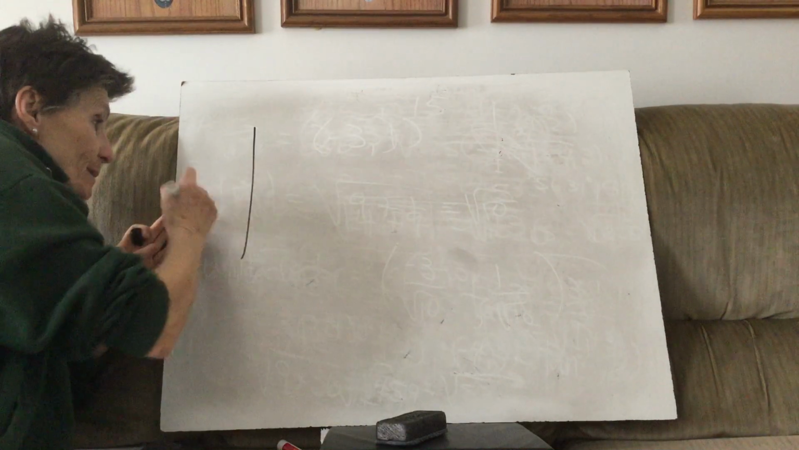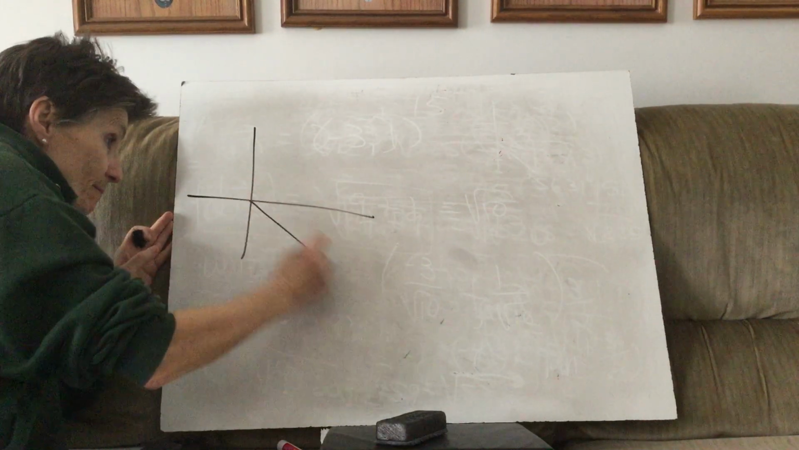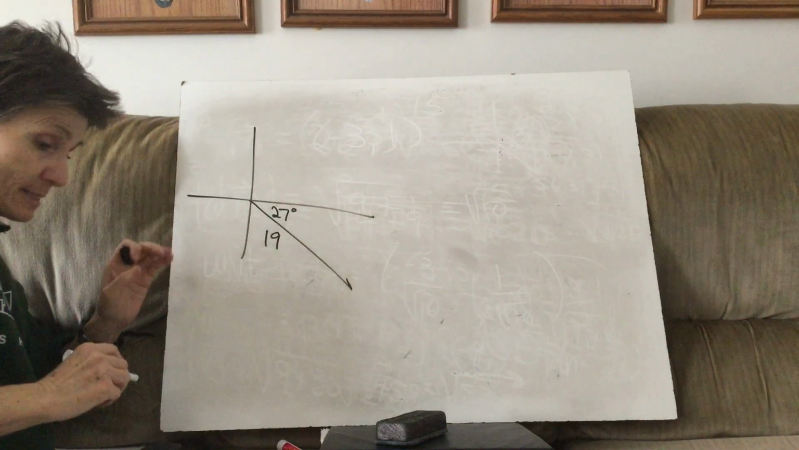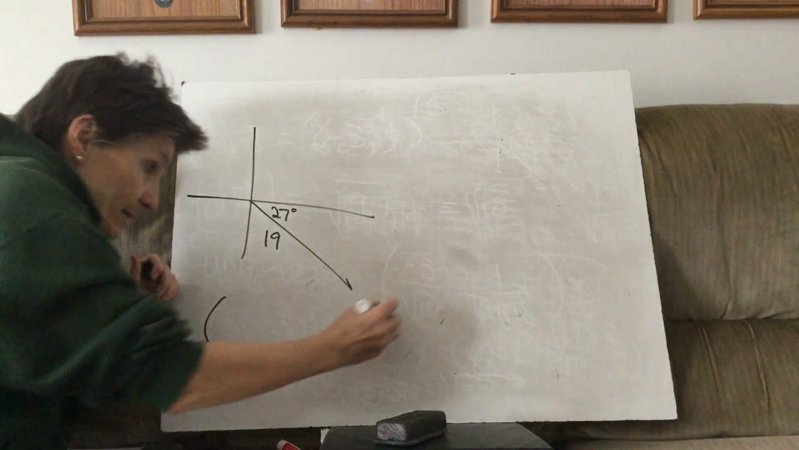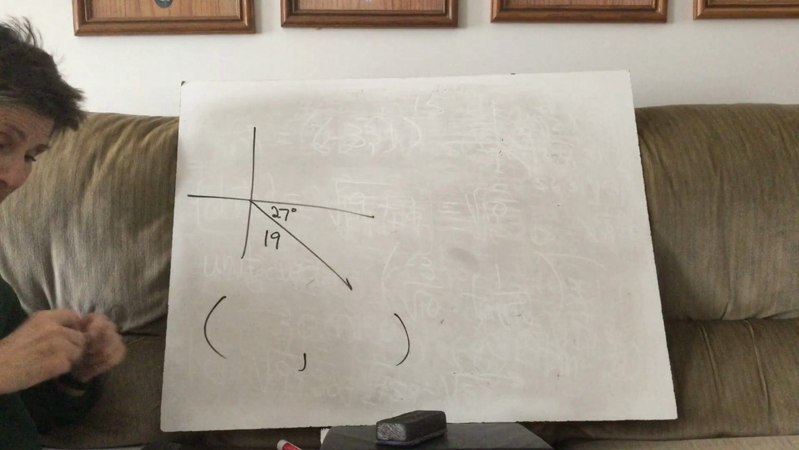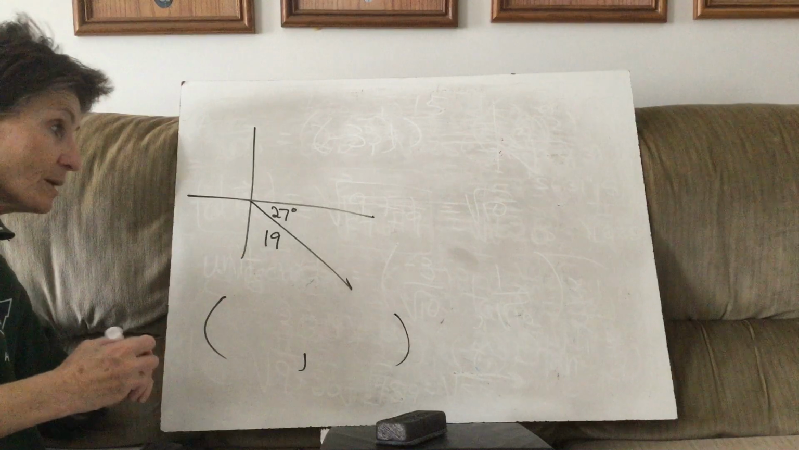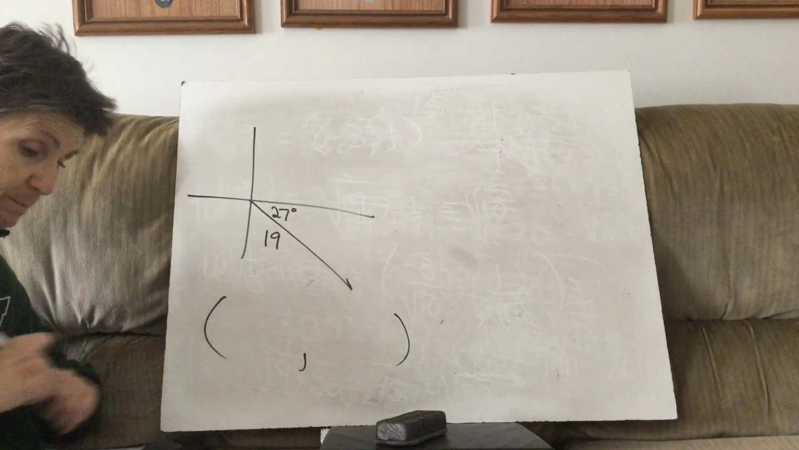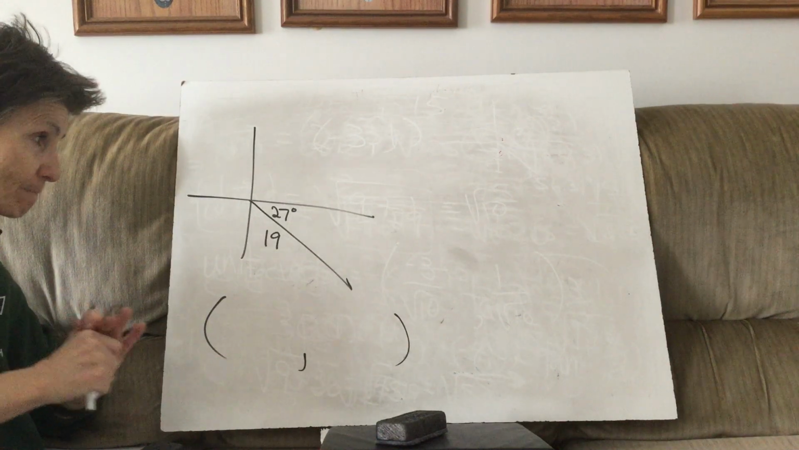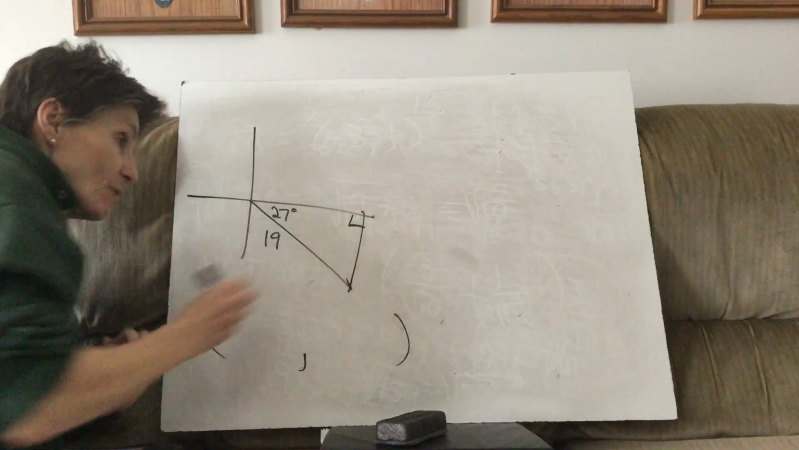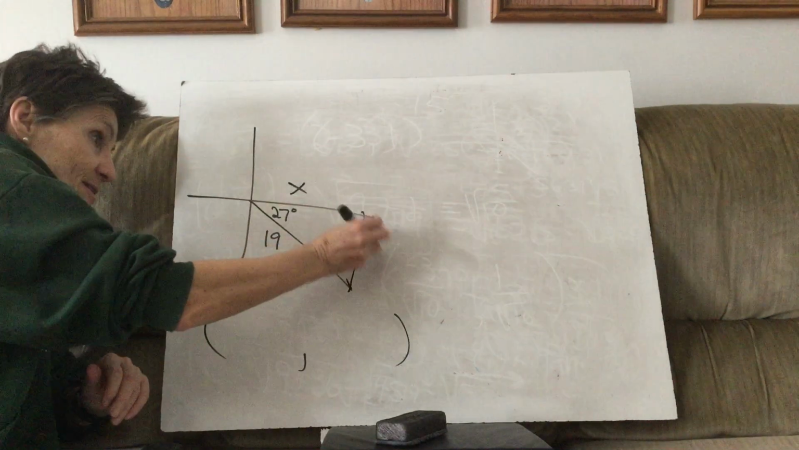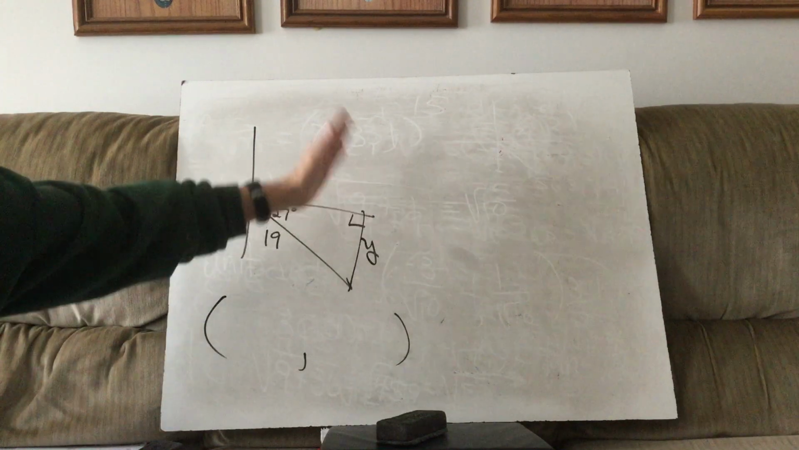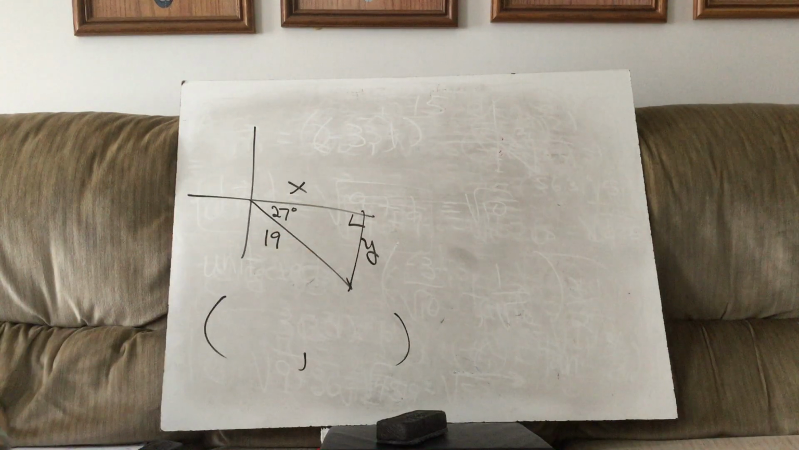All right, and finally we got a picture that looks like this. This thing's 19 units long, that's 27 degrees. And we want to find the components. And I even set up the parentheses for you there to remind you that that means find x and y. Components, x and y. So we'll make our handy dandy right triangle. This is x and this is y. X is horizontal, y is vertical.